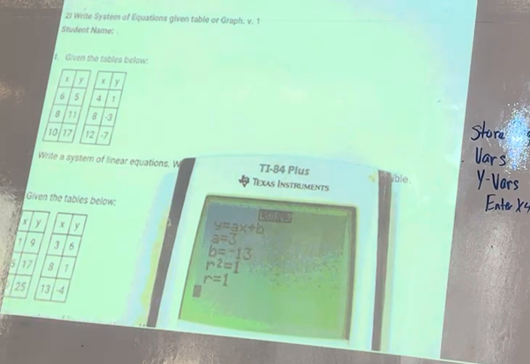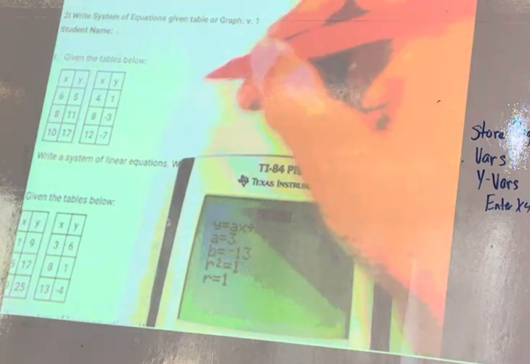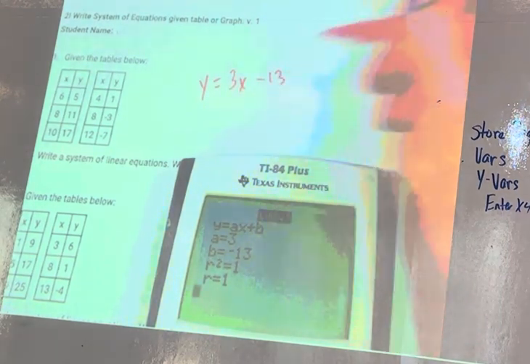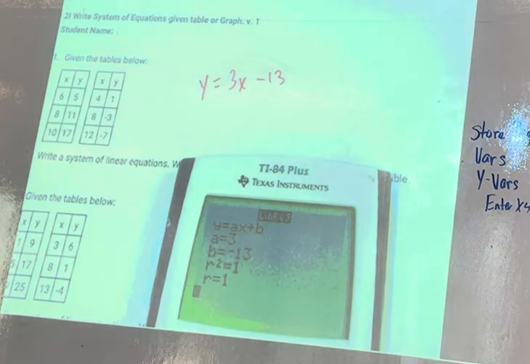3 and 13. I did not get that. For L1 and L2? I just got 3 and negative 13. That's fine because your diagnostic is not on, and it doesn't have to be on. Mine's just on. So y equals 3x minus 13.